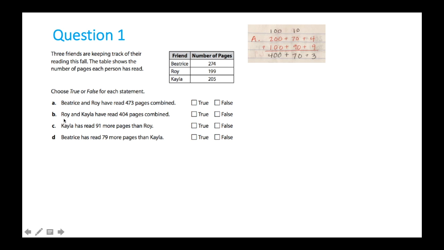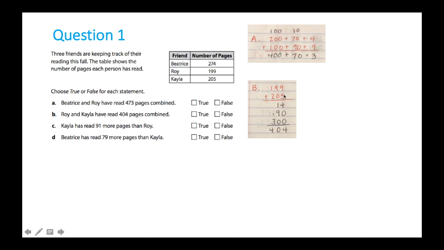Okay, let's take a look at B. It says Roy and Kayla have read 404 pages combined. So again, I'm hearing that word combined. We're adding 2 totals together. So I am going to use partial sums on this one to see if they are correct.